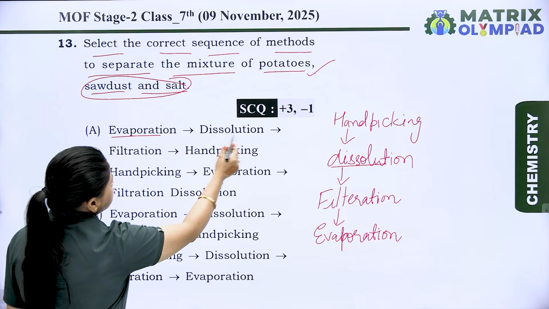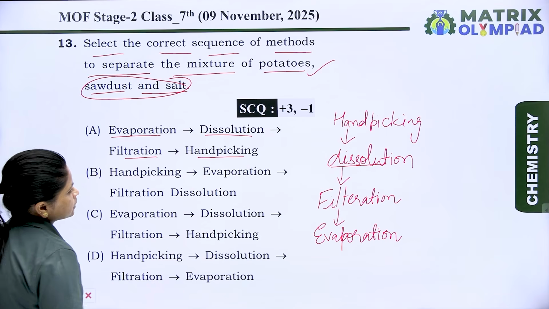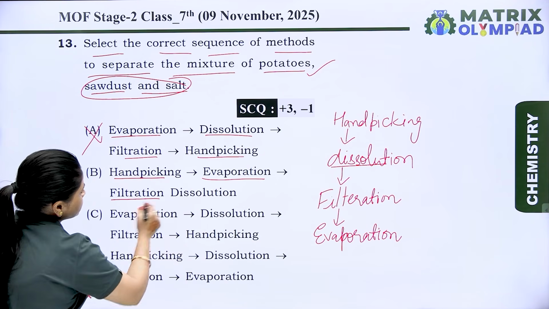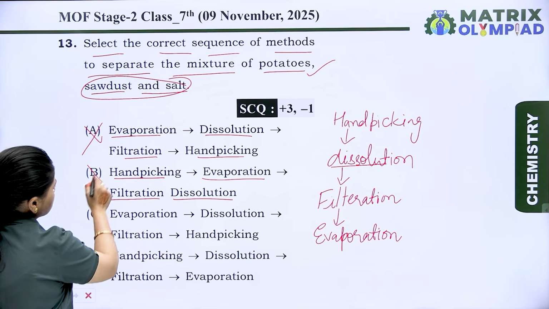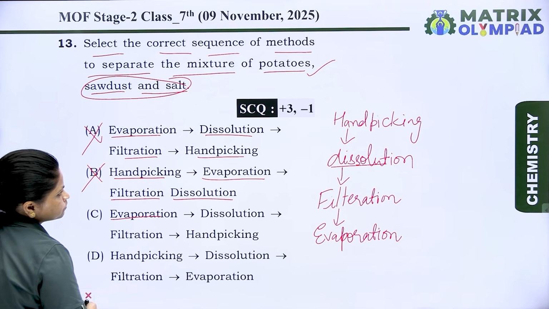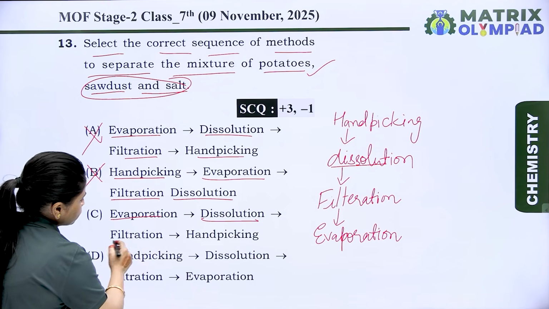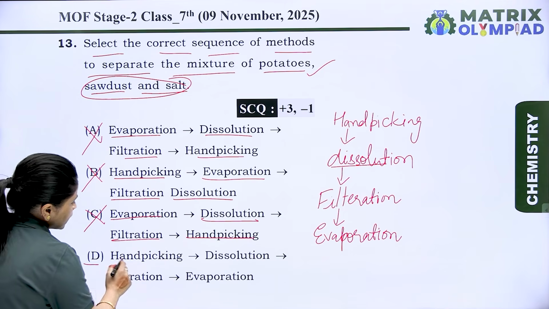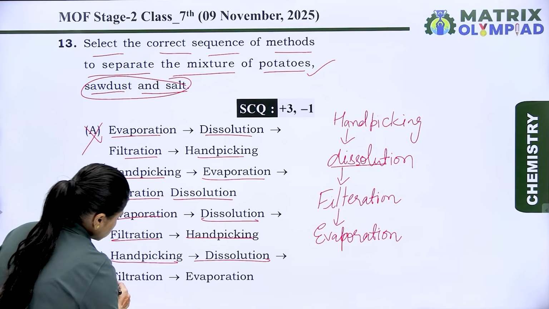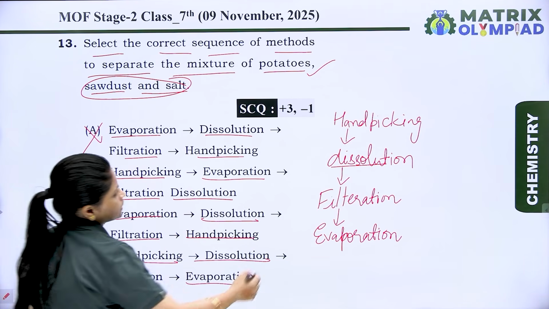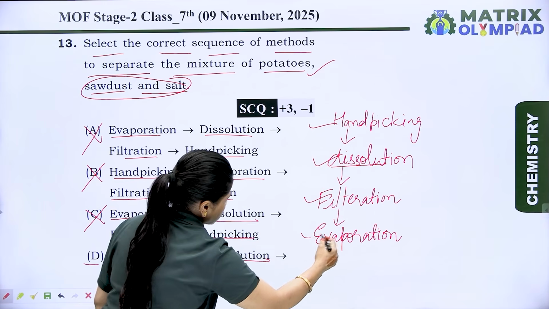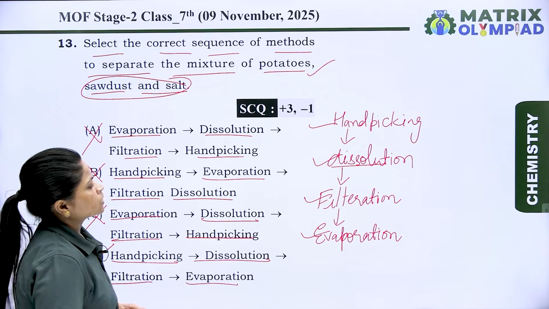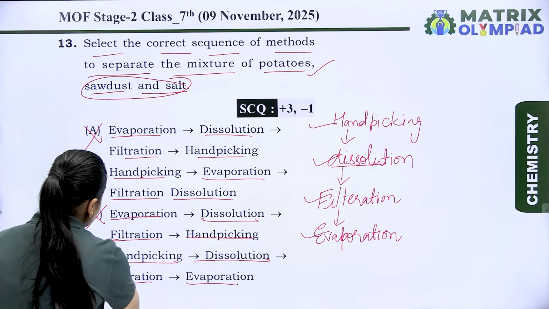So the correct option will be, A, evaporation, dissolution, filtration, hand picking. No, it is wrong. B, hand picking, evaporation, filtration, dissolution. No, it is again wrong. C, evaporation, dissolution, filtration, hand picking. No, it is again wrong. D, hand picking, dissolution, filtration and evaporation. Yes, it is the correct sequence to separate the mixture given. So the answer is option D.